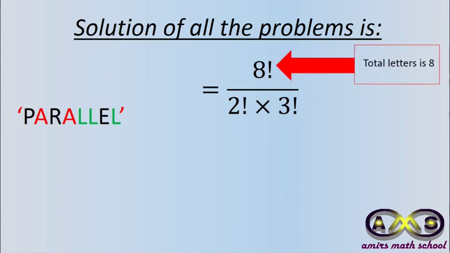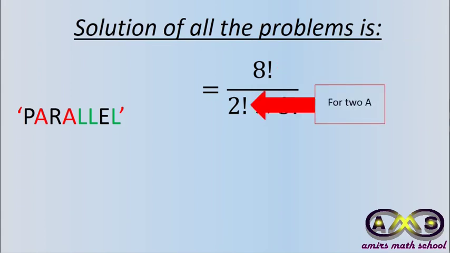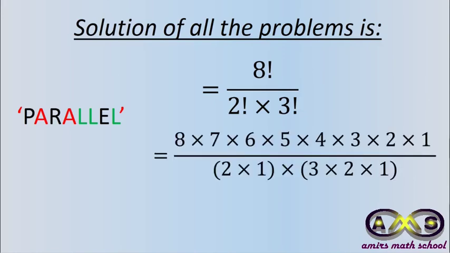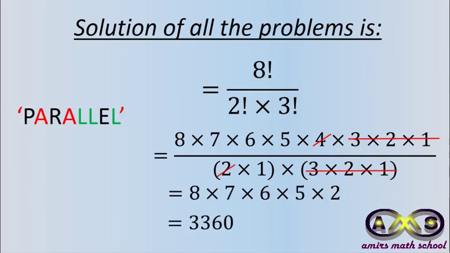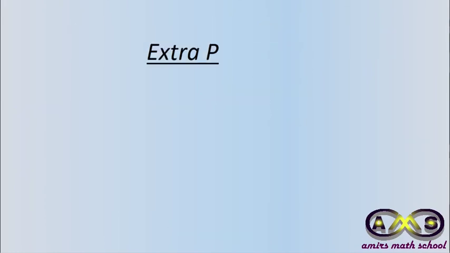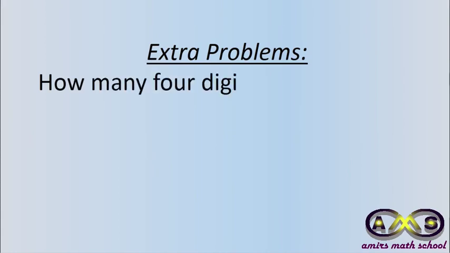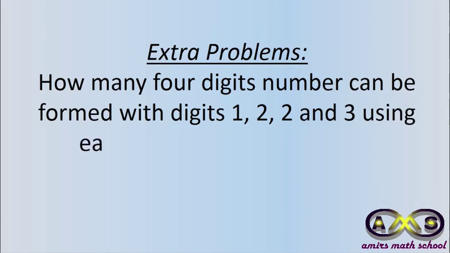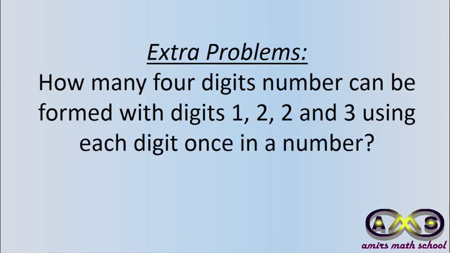This 8 is for the total letters, here 8. And this 2 factorial is for the 2 A's. And this 3 factorial is for the 3 L's. The solution is 3360.